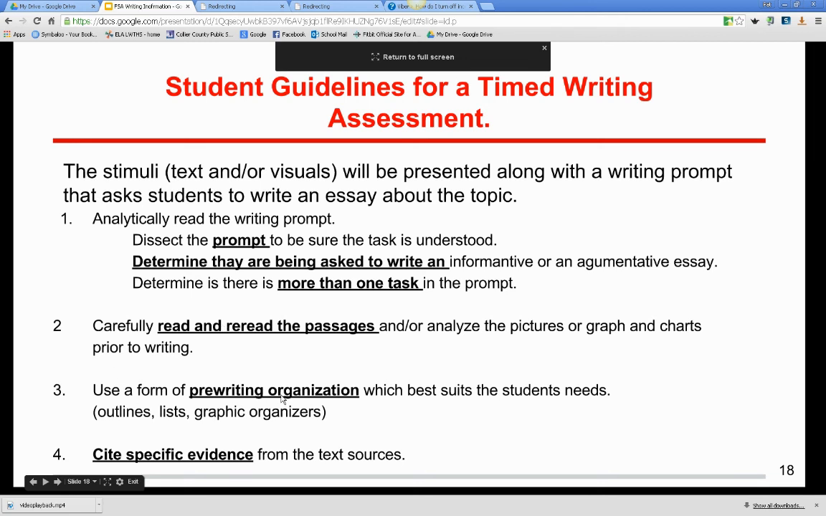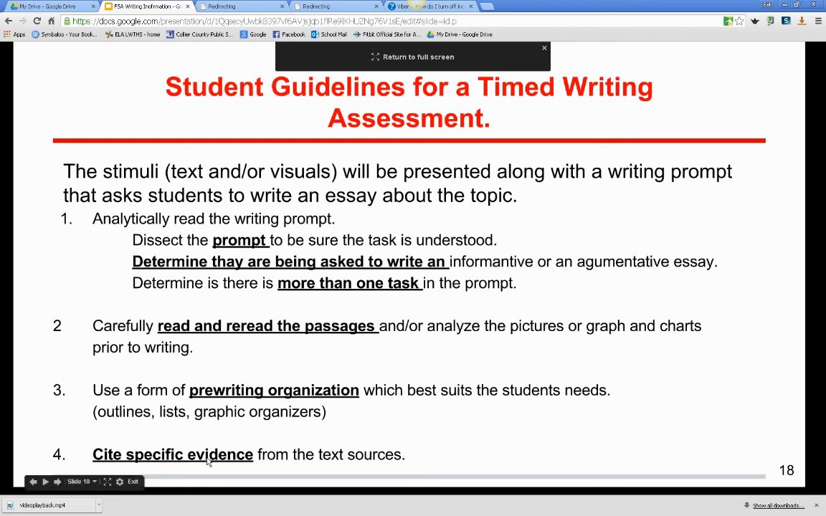Then they use some sort of pre-writing organization, as we talked about before. Whatever works for them is fine. They're going to be given a blank piece of paper. So they should have developed some sort of strategy for pre-writing prior to them sitting at that FSA assessment.